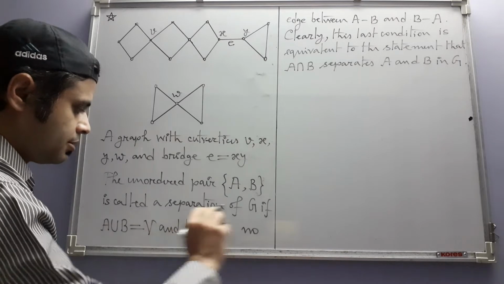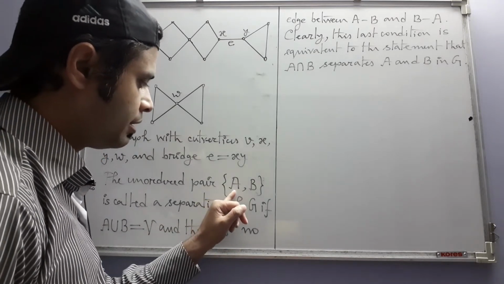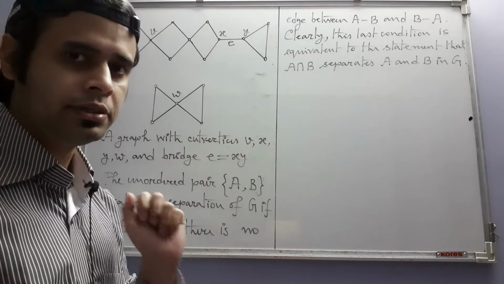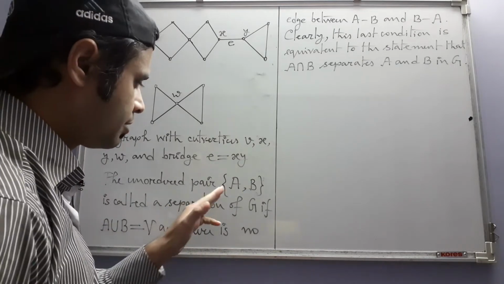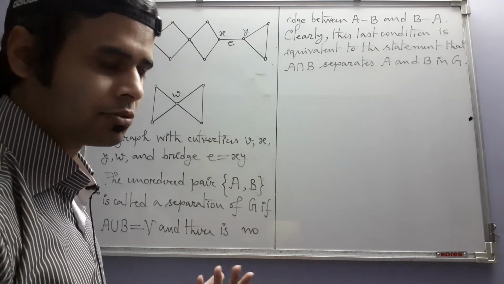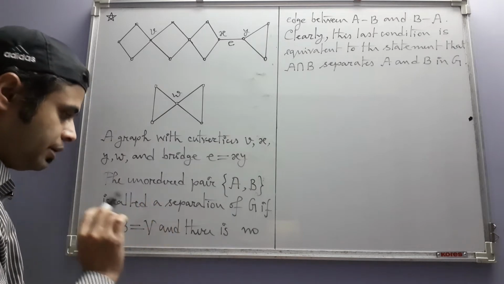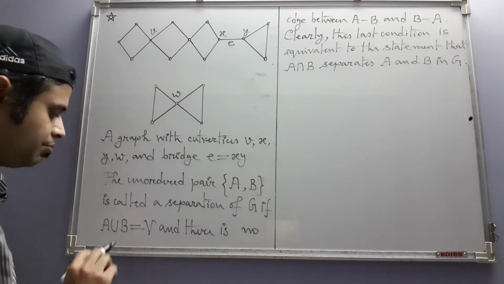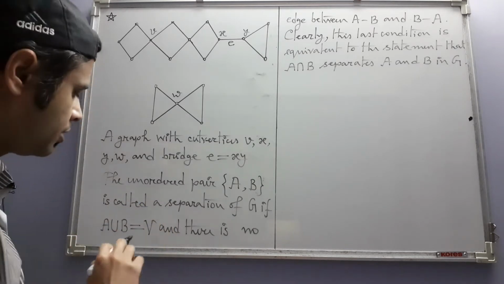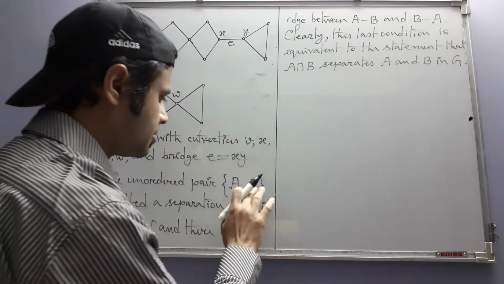Note that in this definition of separation, we are not saying that A and B are disjoint. In fact, A and B may have something in common, some common vertex. So we are not saying in particular that A and B form a partition of the vertex set. That is not the case necessarily.